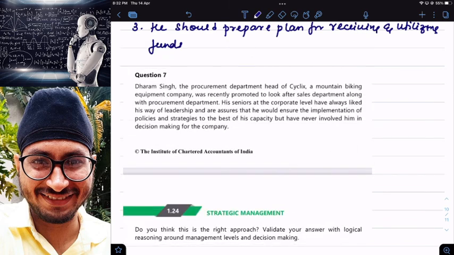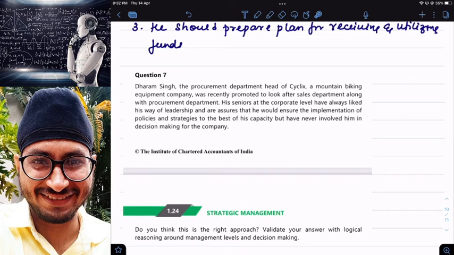See here. The question is clear. Dharam Singh, the procurement department head of Cyclix, a mountain biking equipment company, was recently promoted to look after the sales department along with the procurement department. Earlier he was only taking care of the sales department. Now he will be taking care of the sales department and also the purchasing department.